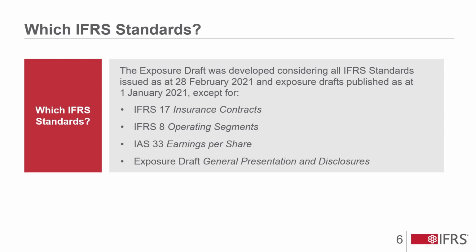Similarly, an eligible subsidiary is outside the scope of IAS 33, earnings per share. If the subsidiary opted to disclose earnings per share, it would apply all the disclosure requirements in IAS 33. The exposure draft includes proposed disclosure requirements for all IFRS standards issued as at 28 February 2021, except for those I just mentioned as shown in the slide, and exposure drafts published as at 1st January 2021, except for the exposure draft on general presentation and disclosures.